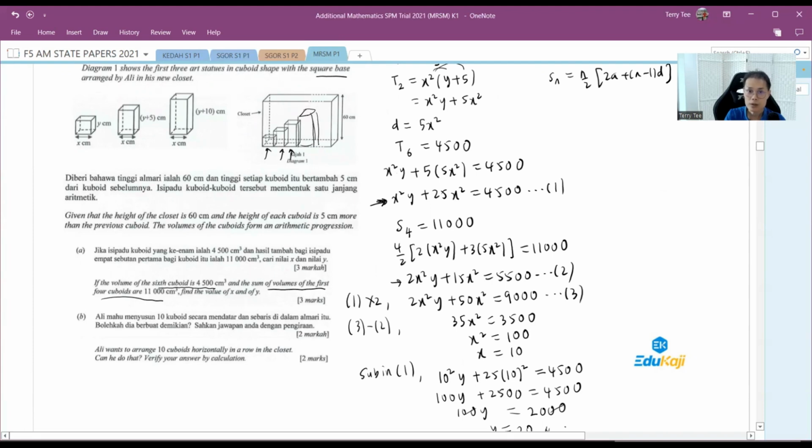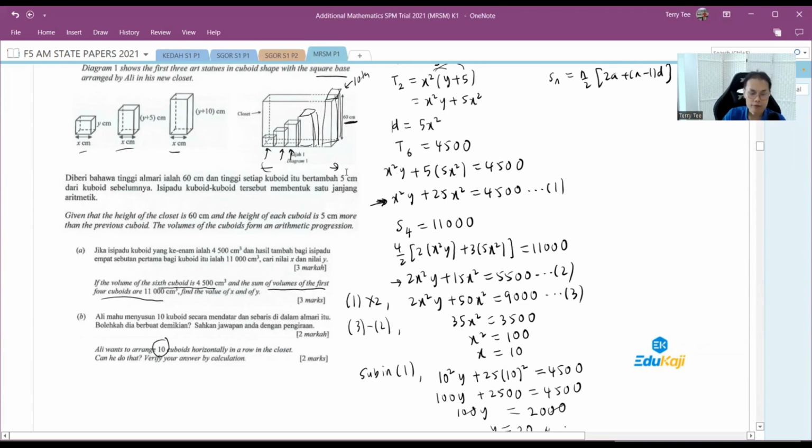So we are not sure whether he will be able to. The height of the 10th cuboid, will it exceed 60 cm? If it exceeded 60 cm, it cannot fit inside, right? Okay, because we cannot compare the horizontal length because the horizontal length is not given. So the value of x doesn't matter. We do not know how long x is, but we do know the maximum is 60. You can't exceed 60 cm.